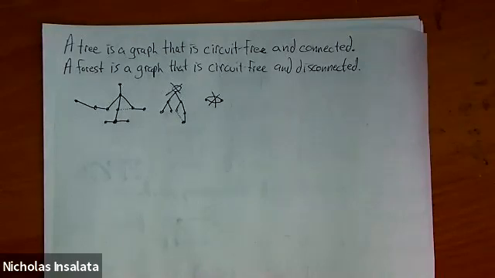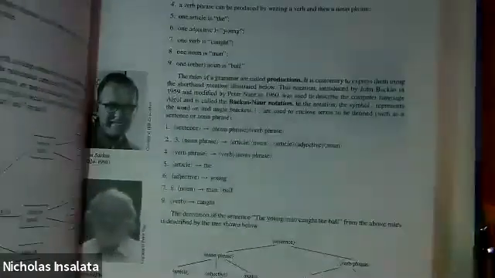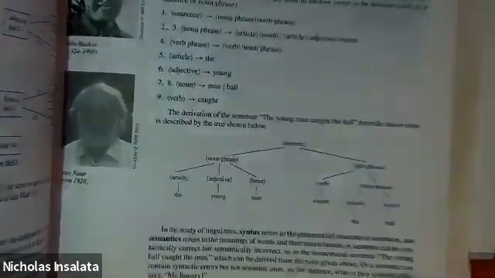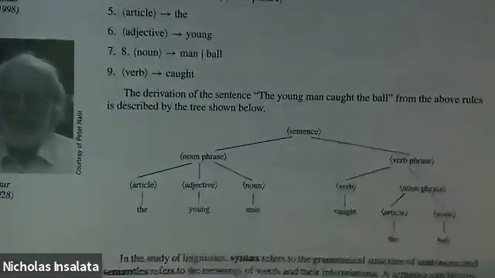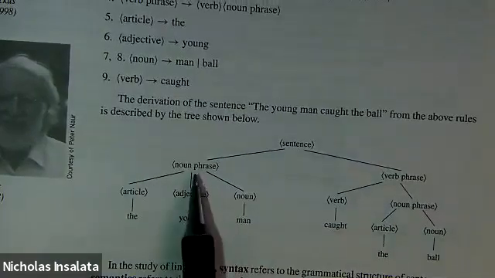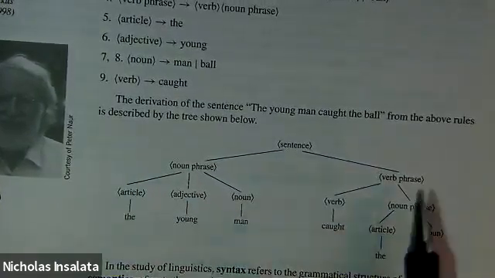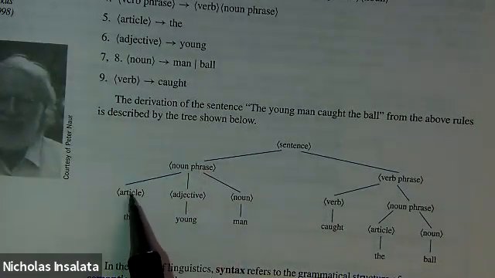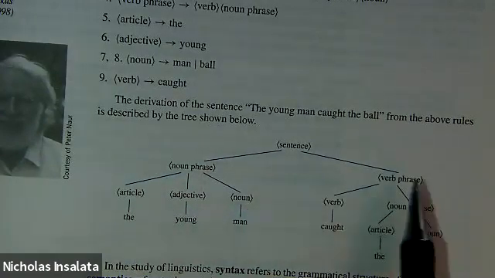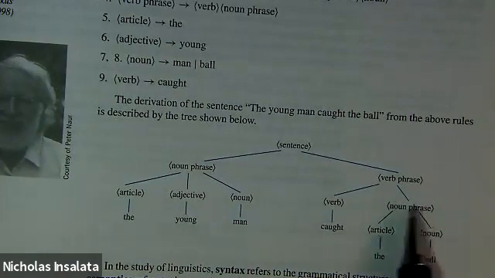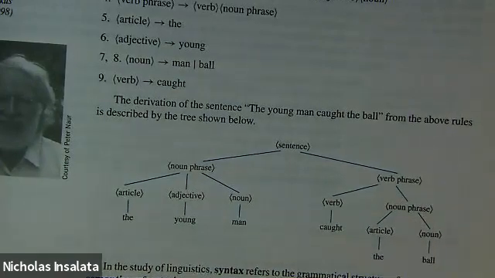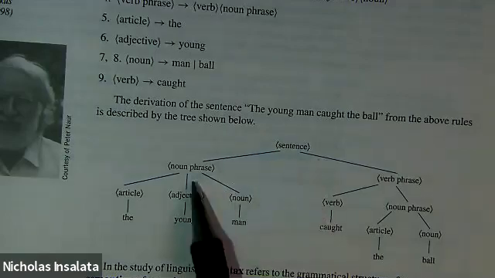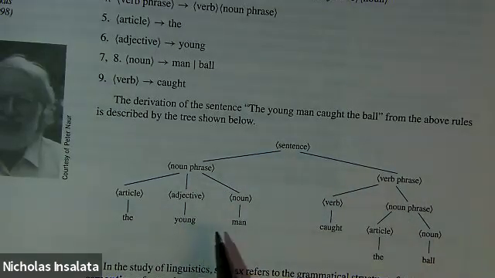So here, let me show you an example. Here's the young man caught the ball, right? There's a noun phrase, the young man. There's a verb phrase, caught the ball, right? And inside of a noun phrase, there's an article, adjective, and noun. The verb phrase has the verb, and then the noun phrase, the ball, right? So you can take the sentence and break it up into these pieces.